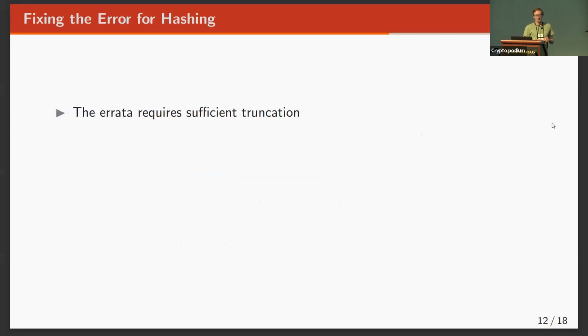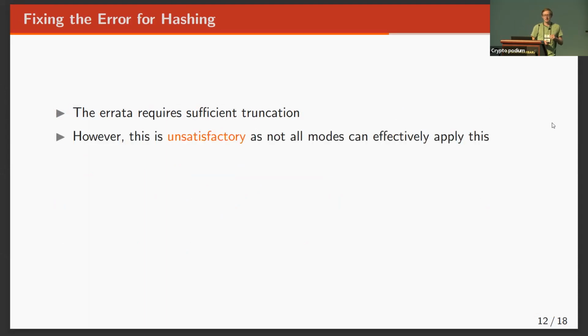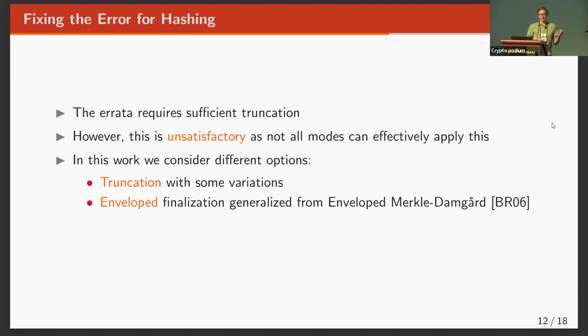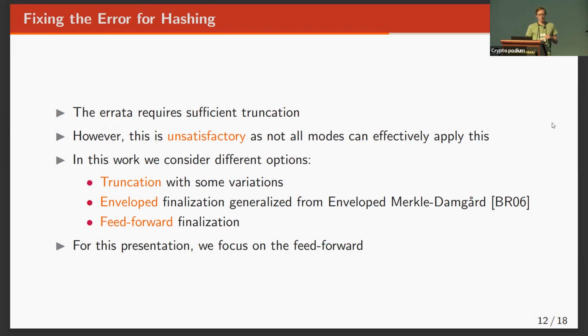And if we look at the case for hashing, what we saw earlier is that the errata fix the conditions by requiring sufficient truncation, but this is not that great of a fix, as not really all modes can apply this. So in this work, we look at some other options. The first one is truncation again, but there we also have some interesting variations. The second one is the enveloped finalization, which is a generalization of enveloped Merkle-Damgård. And the third one is feed-forward finalization. This is also one we'll look at in this presentation.